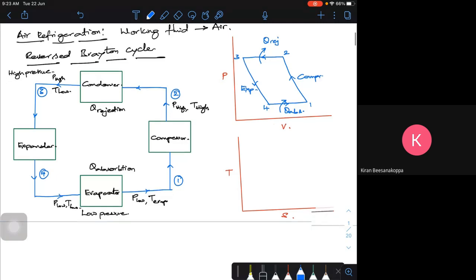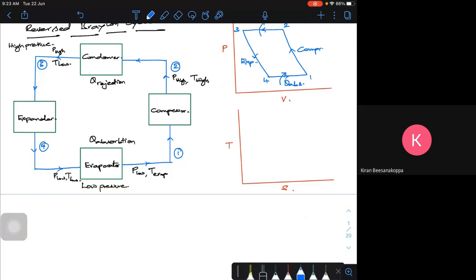So now if I try to look at your TS diagram, it will be something like this. Okay, now 4 to 1, 1 to 2, all those things. Let me try it. So I have a constant entropy, isentropic compression. It is here. It is 1 to 2.